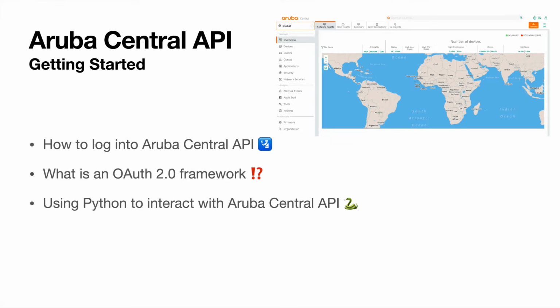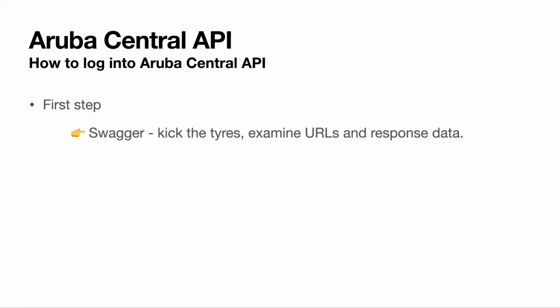Let's start off with the first topic then, logging into Aruba Central API. If you're new to Aruba Central API, your first step should probably be logging into the Swagger interface. Now, Swagger is a popular graphical user interface that sits on top of many REST APIs, and Aruba Central is no exception. So this gives us a way to interact with the API and get our bearings, kick the tires, as I've said here.